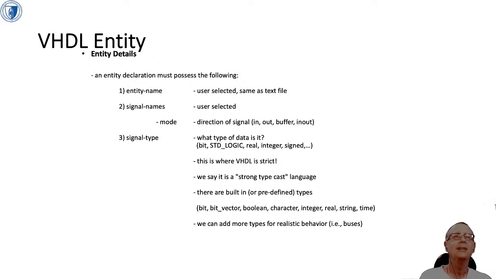Right, so here's what has to happen with the declaration. First of all, you have an entity name, and then you may have other signals, right?